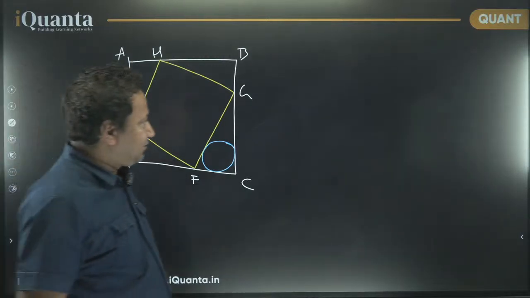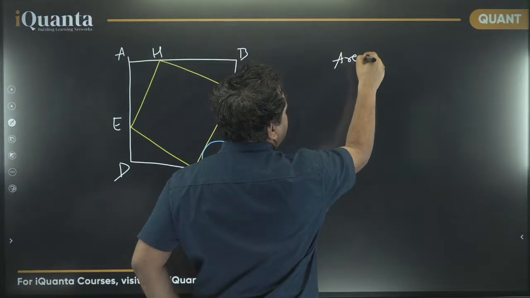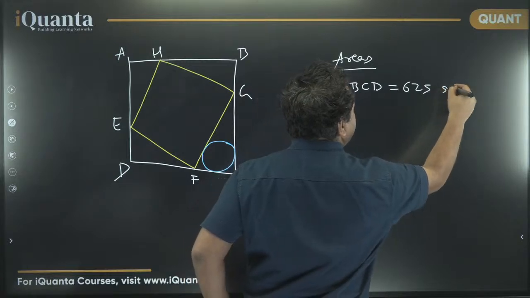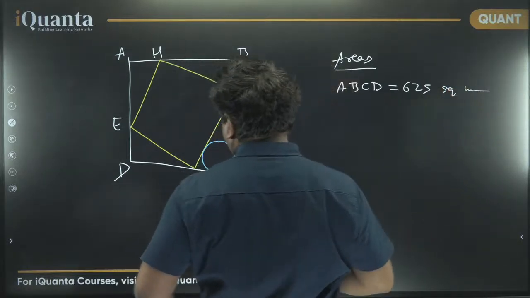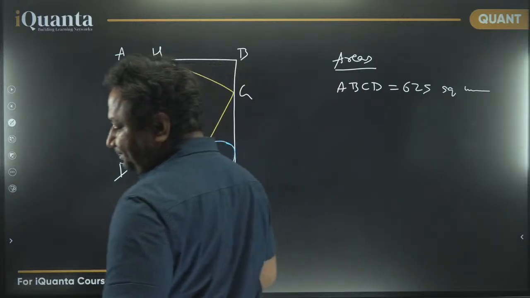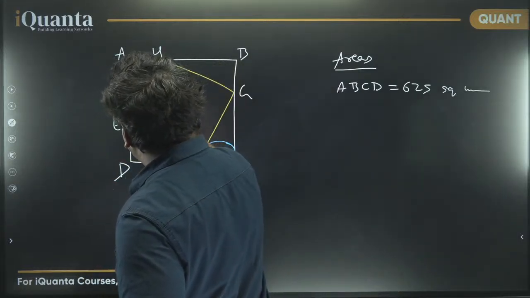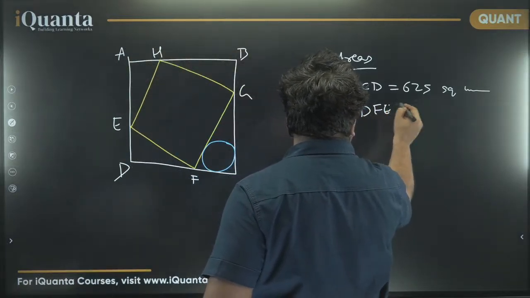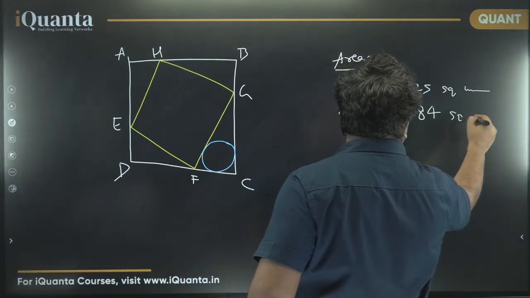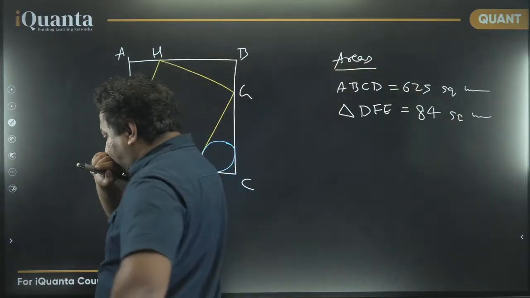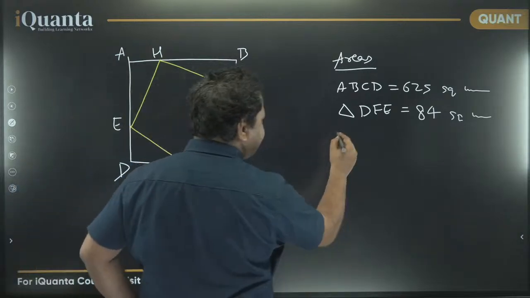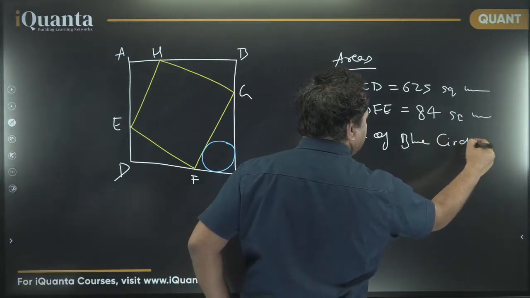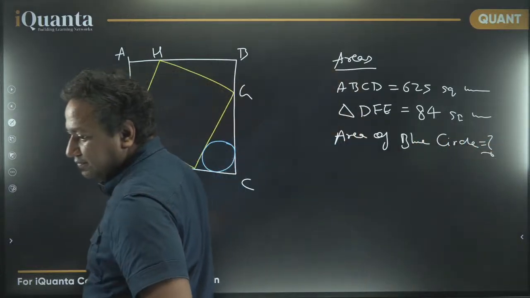We know some things. We know the area of ABCD is 625 square units. We also know the area of this triangle, DFE, is equal to 84 square units. We have to find the area of that blue circle. Try solving it.